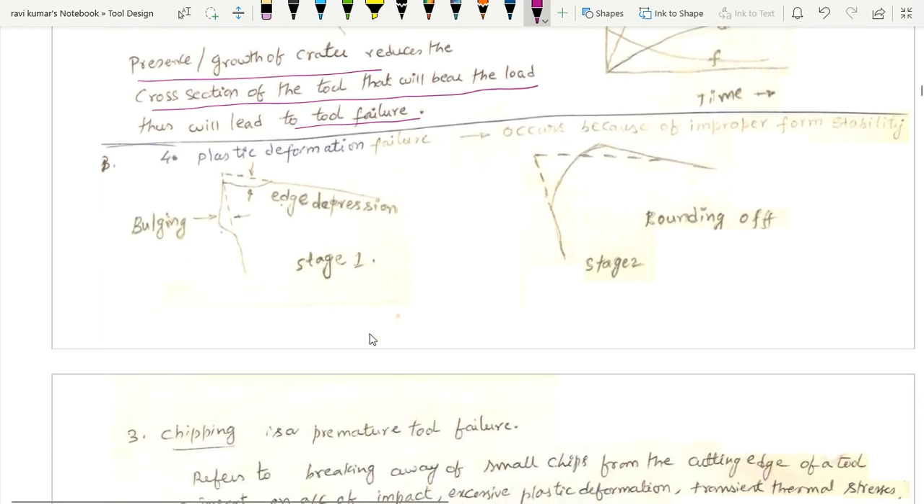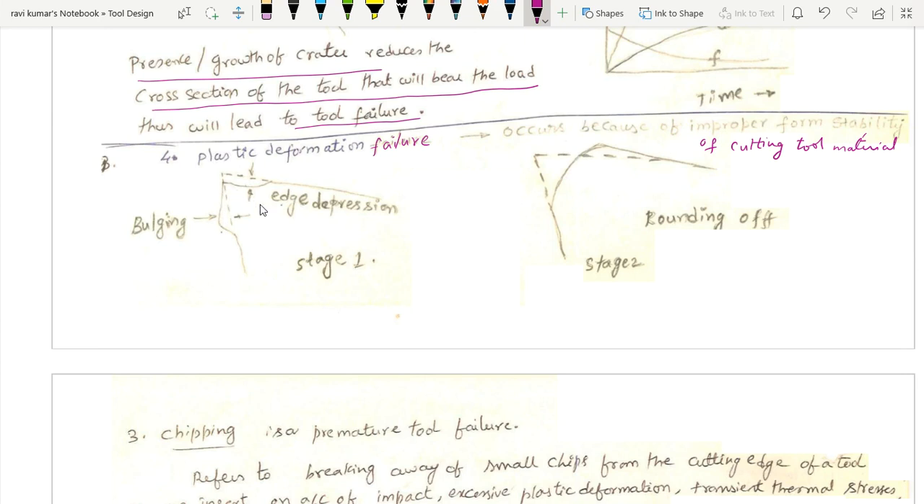Next type of failure is plastic deformation failure. We call it plastic deformation failure. This can occur because of the improper form stability of cutting tool material. The meaning of this improper form stability is lack of sufficient strength at high temperatures.